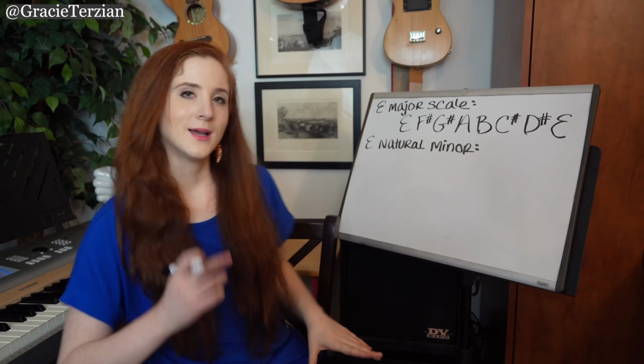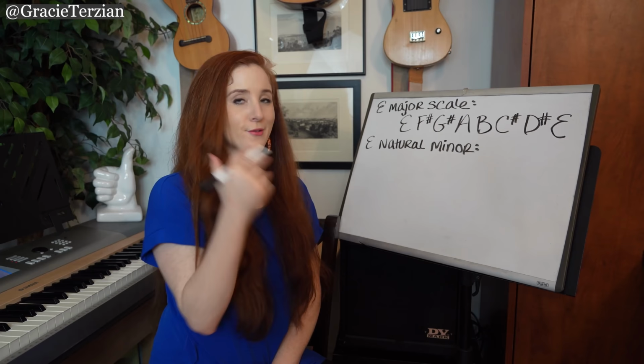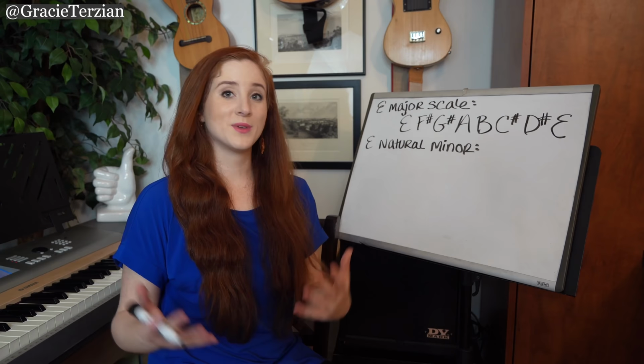Now, what do I do to figure out the notes in the E natural minor scale? I'm gonna take my E major scale, and I'm gonna flatten three notes. Do you remember which ones? The third, the sixth, and the seventh. It's always that pattern. It's always the third, sixth, and seventh get flattened. So, what is the third note? The third note, 1, 2, 3, is G sharp. What happens when we flatten the note G sharp? It becomes G.